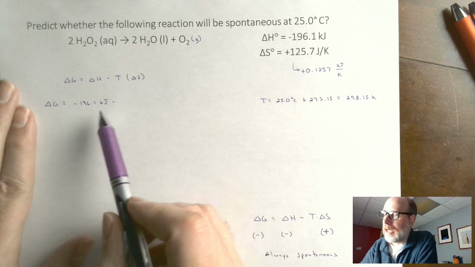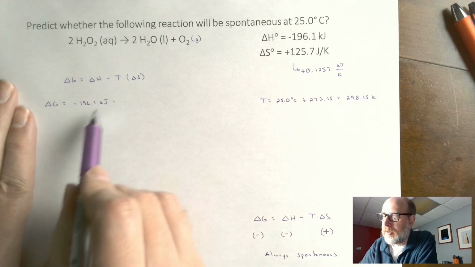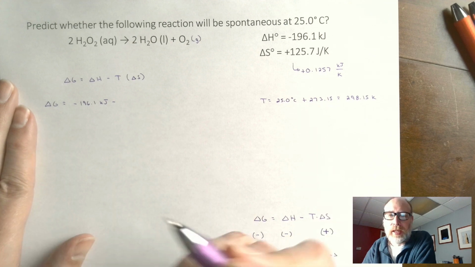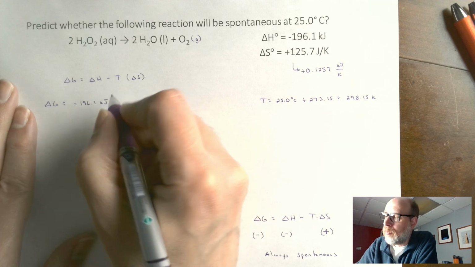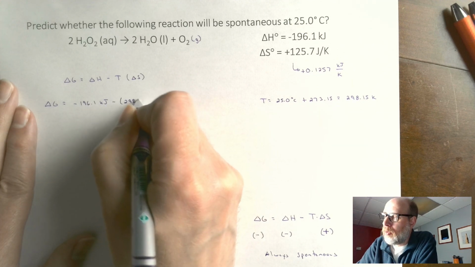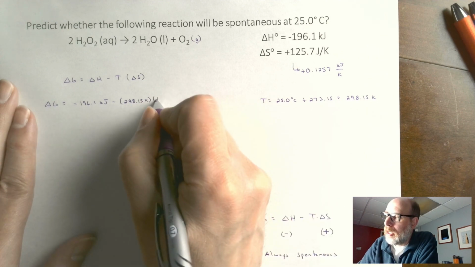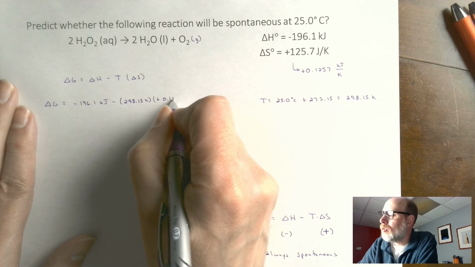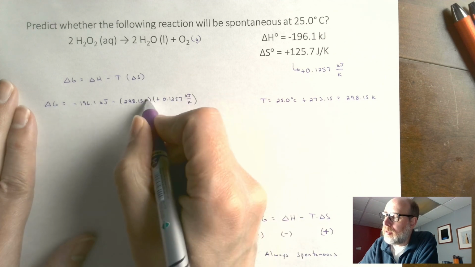Remember, we have to match those units so that we have kilojoules and kilojoules, or we could have converted this to joules and matched them that way, but it was just easier for me to convert that one to kilojoules before we placed it into the equation. So 298.15 Kelvin. The entropy change is plus 0.1257 kilojoule per Kelvin.